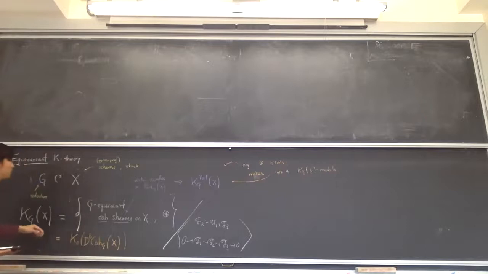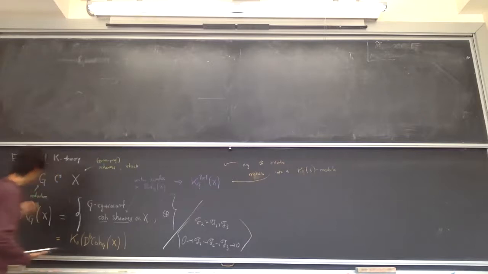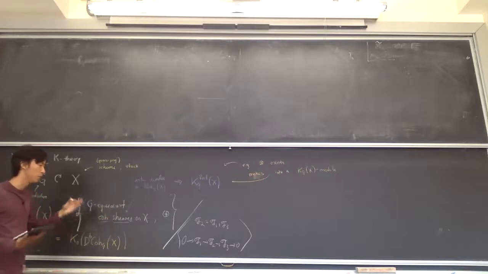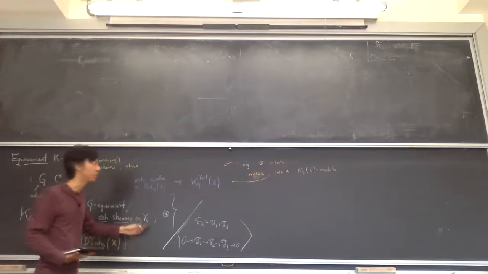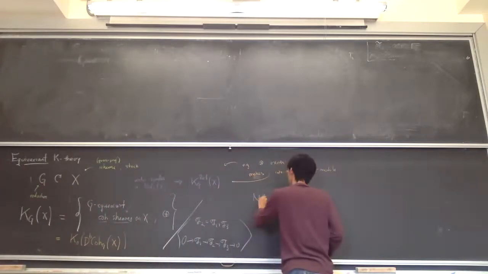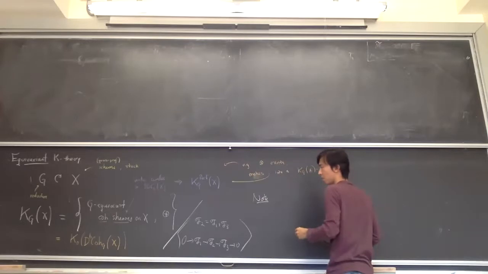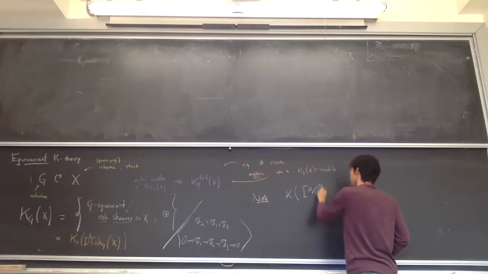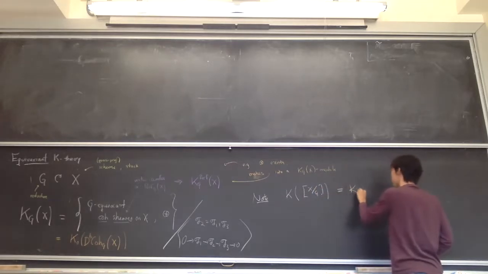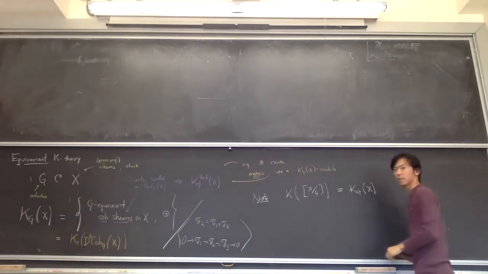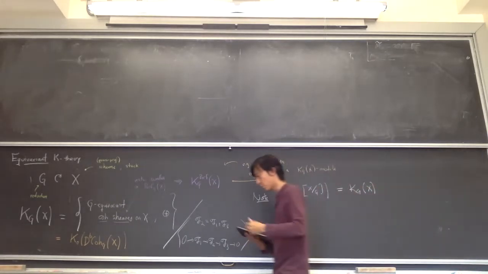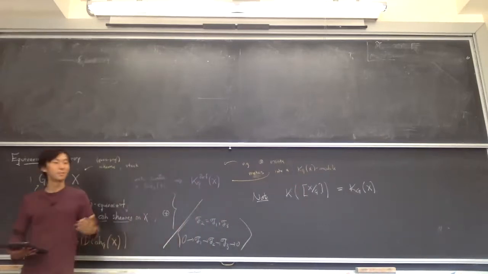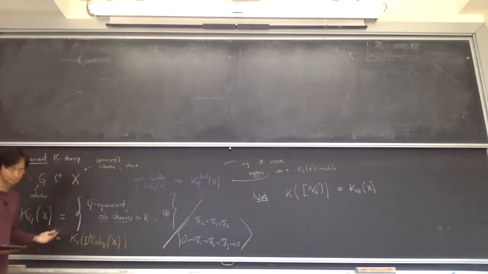Because I said the word stack, I think right now it's important for me to say that thinking about equivariant sheaves on X is the same thing as thinking about ordinary sheaves on the associated stack X mod G. This is almost a tautological statement: thinking about ordinary sheaves on the stack X mod G is going to be the same as thinking about G-equivariant sheaves on X. And if you're a stackily minded person, this is maybe one reason why you would care about equivariant K-theory.